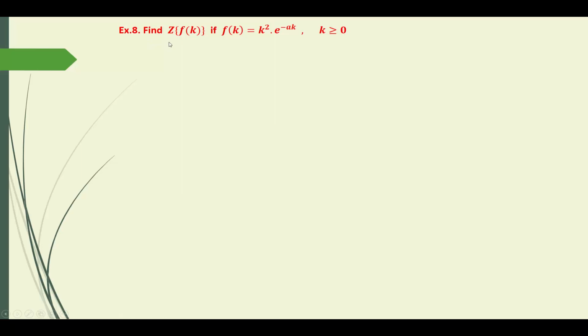Example number 8. Find the z transform of f of k if f of k equals k square e raised to minus ak for all positive values of k. Solution. We know the property of z transform.